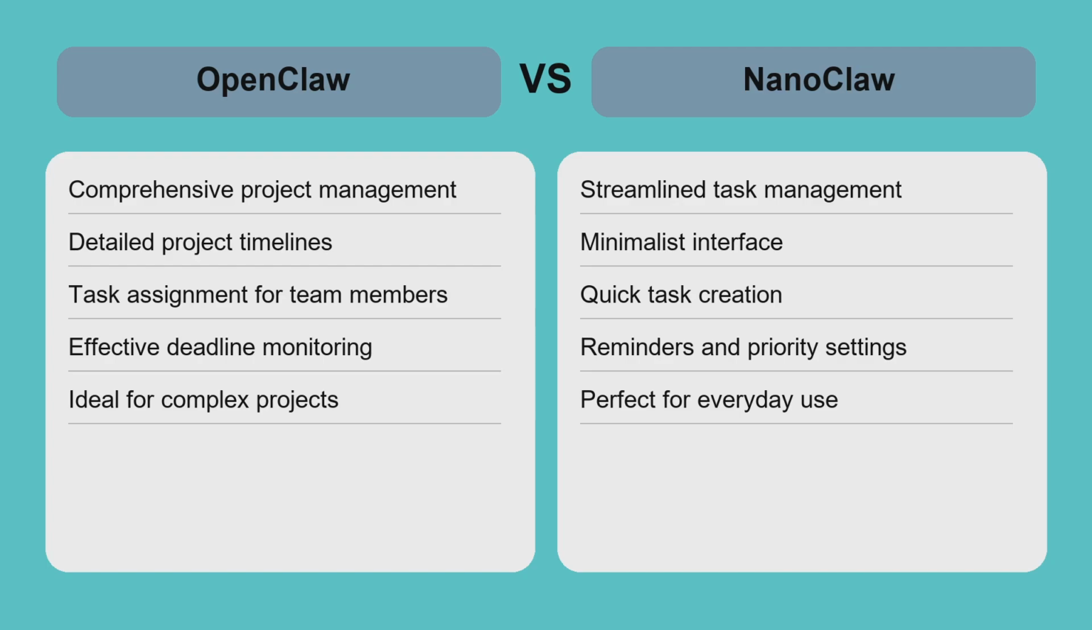For example, if you're managing a large project with deadlines and team members, OpenClaw provides the tools necessary to keep everything organized. However, if you're a student managing daily assignments or a freelancer tracking tasks, NanoClaw's straightforward design will help you stay focused without distractions. Ultimately, the choice comes down to whether you need depth or simplicity in your task management.